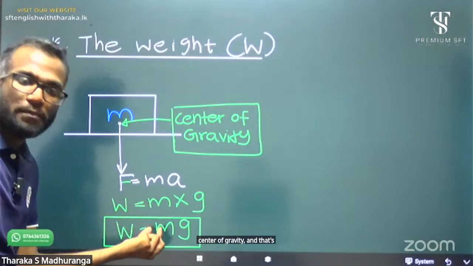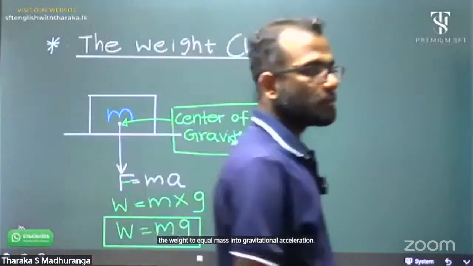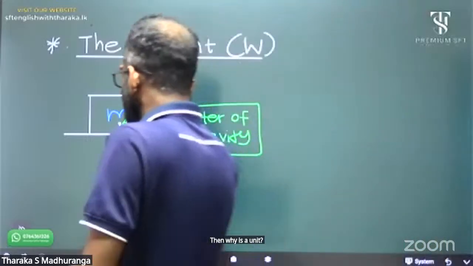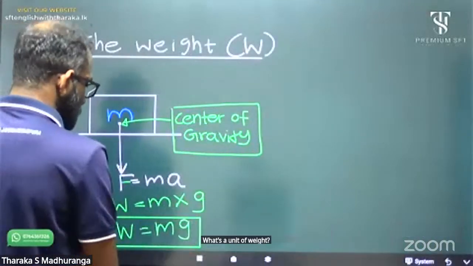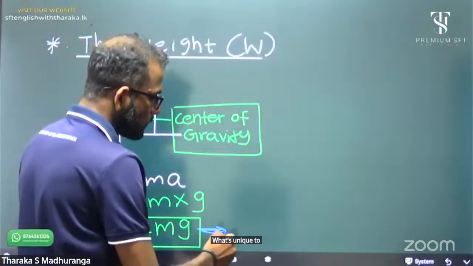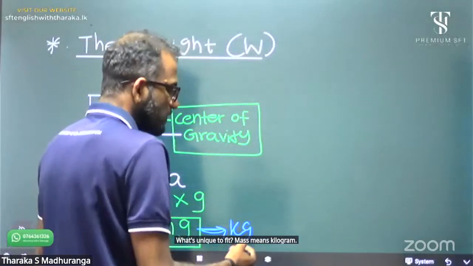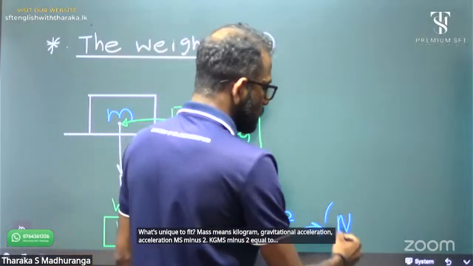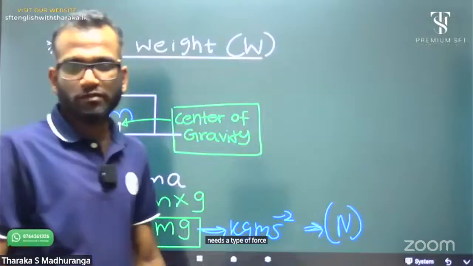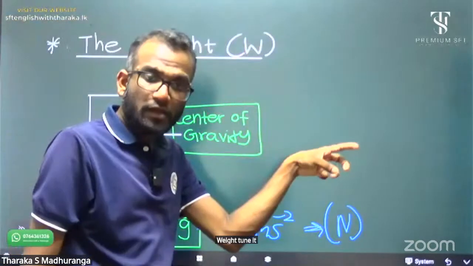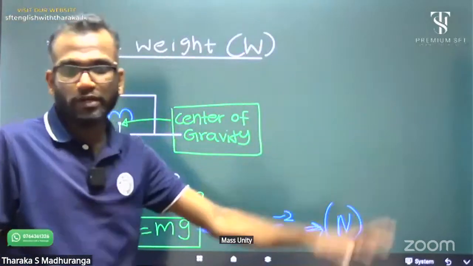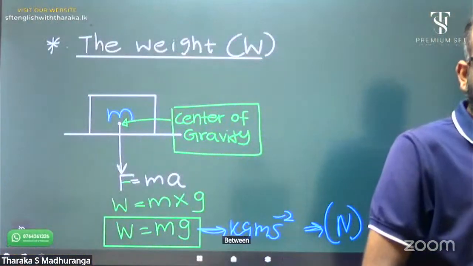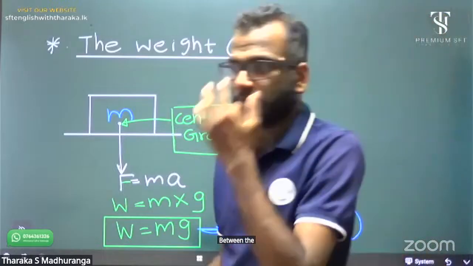The weight equals mass into gravitational acceleration. Then what is the unit? What's the unit of weight? Mass means kilogram, gravitational acceleration is in m s^-2. So kg m s^-2 equals Newton. It's a type of force. Then it is Newton, right? The weight unit is Newton. The mass unit is kilogram. I think you got the difference between them.